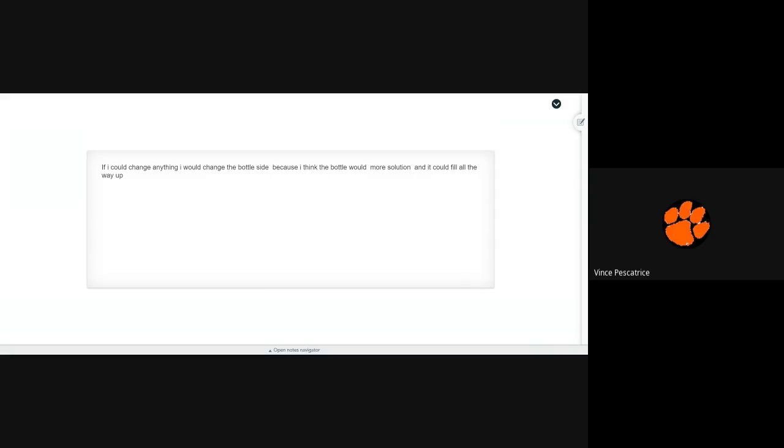All right. If I could change something, I would change the bottle size because I think the bottle would have more solution and it could fill all the way up. So this is good. This shows me that the parts are there. So if this, then what I would stick in there is then more solution would go up because. So some of these are pretty good. I think we need to move some of the wording around. Okay. So pretty good job so far.